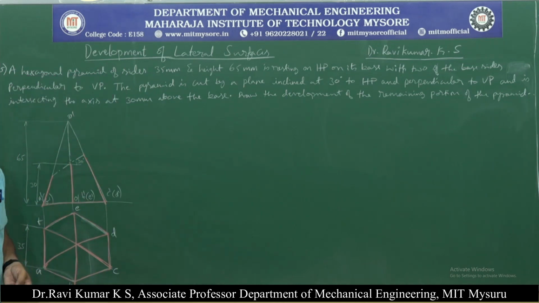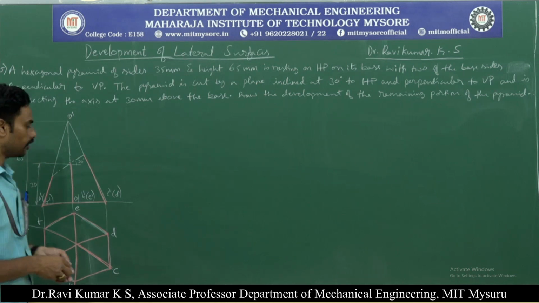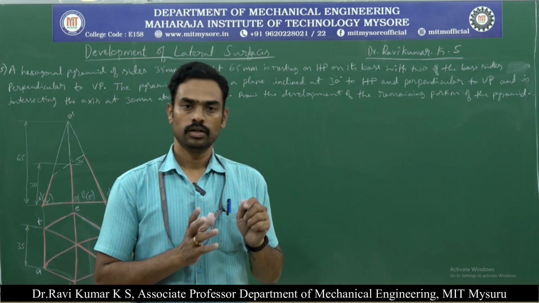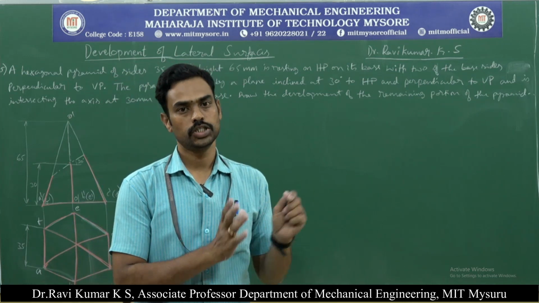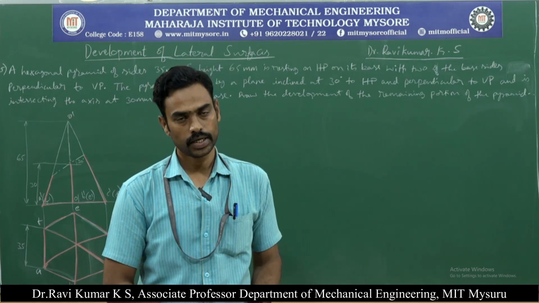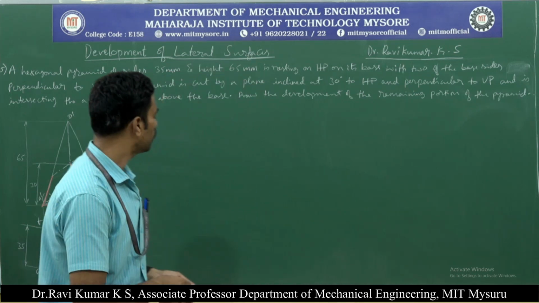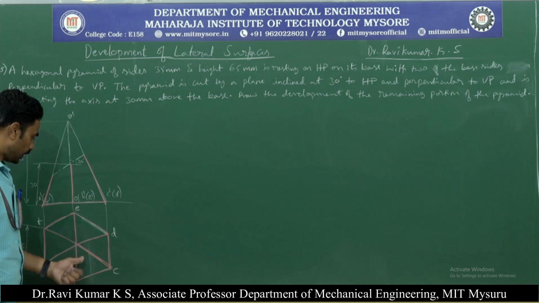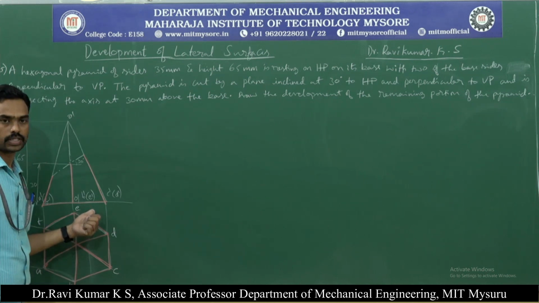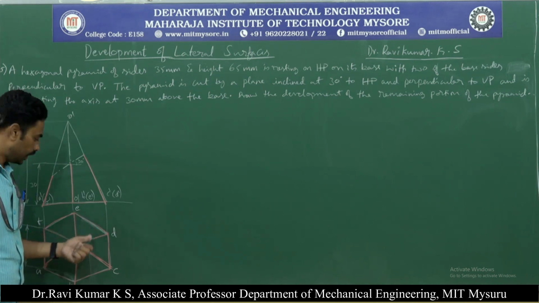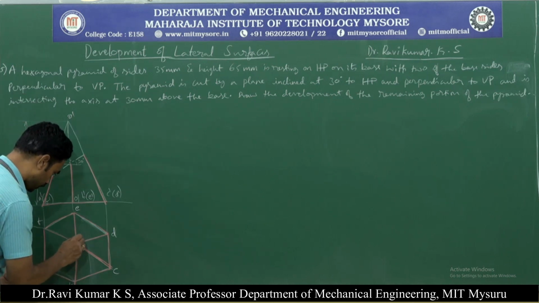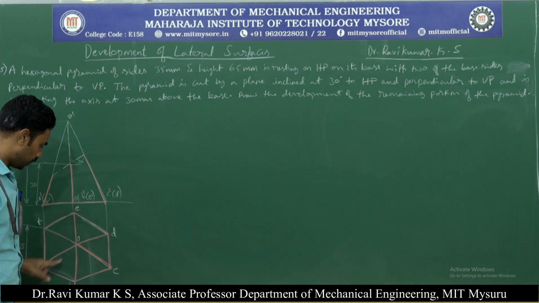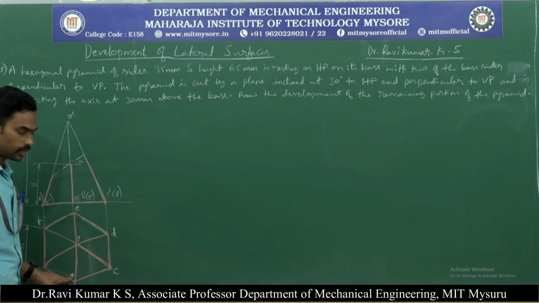Now we need to construct the development. To construct the development, you should always keep in mind that all the lines should be in their true length. So here just have a look at the top view. Is any line parallel to the XY line here? Say for example OA, is it parallel to XY line? No, it is not parallel. OB, it is not parallel to XY line.